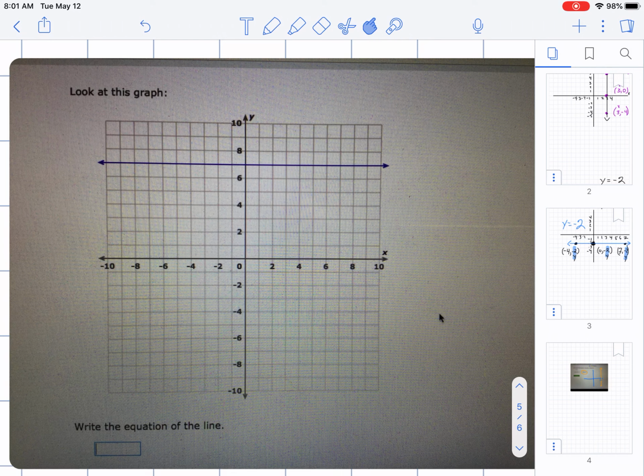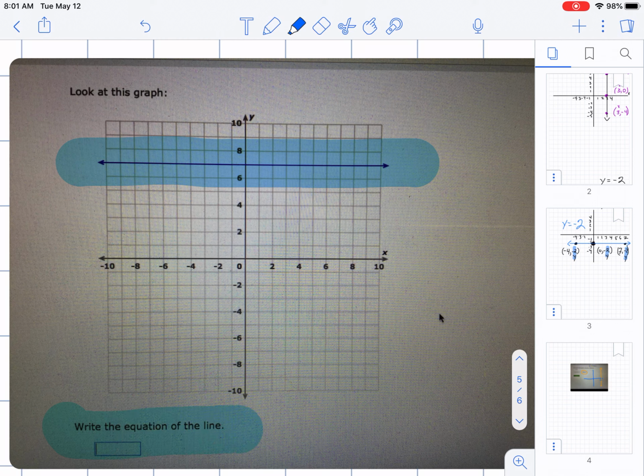Okay, let's take a look at this graph. So they're showing us this line here on the graph, and they want us to write an equation of the line. So if I take a look at some points on that line, I can say y equals 7 here, but y also equals 7 here, and y equals 7 here. So the equation of this line is y equals 7. And notice it's a horizontal line that goes off in each direction infinitely. Make sure to put those arrows on the end of the lines.